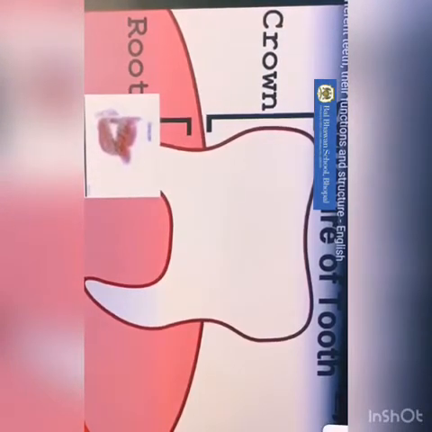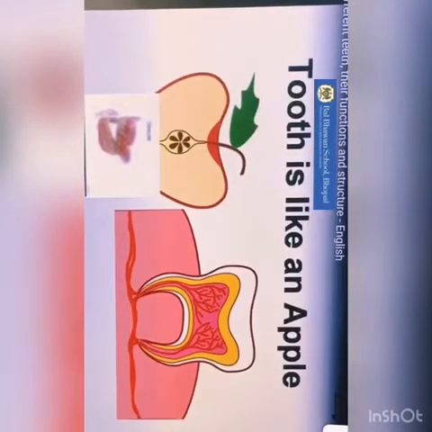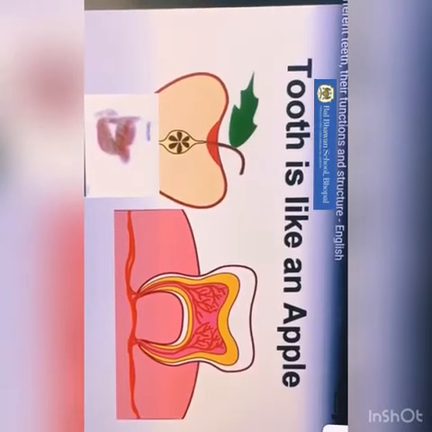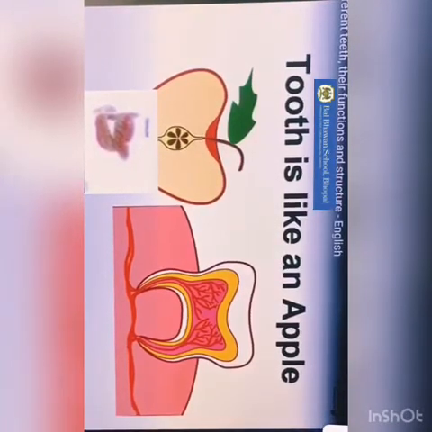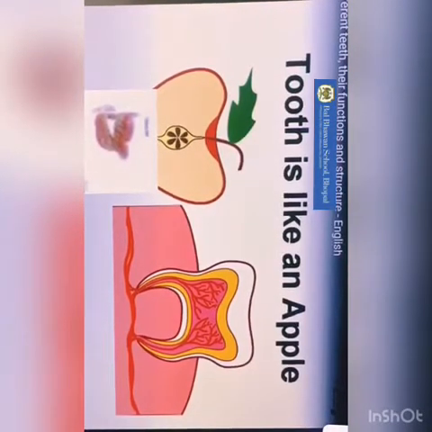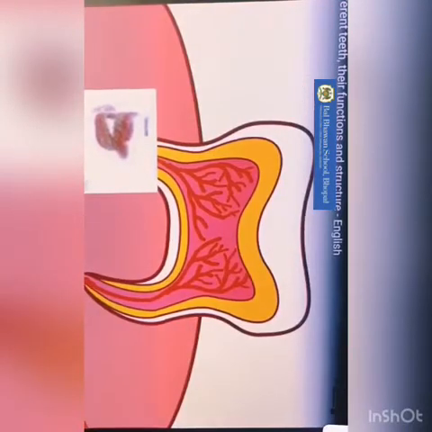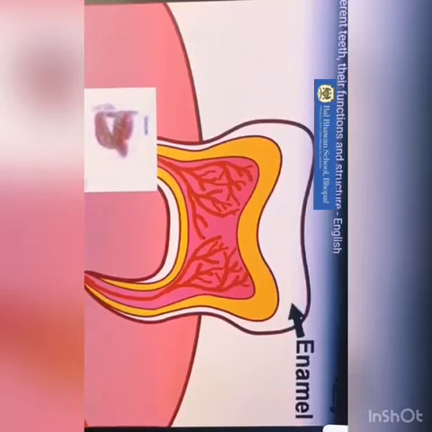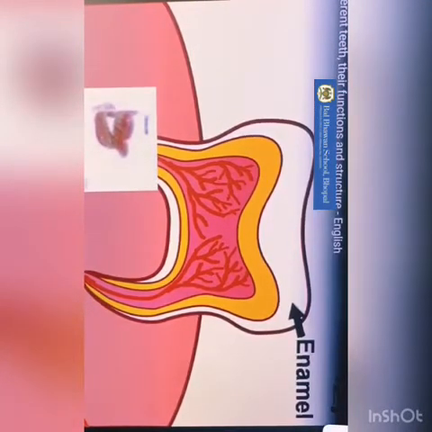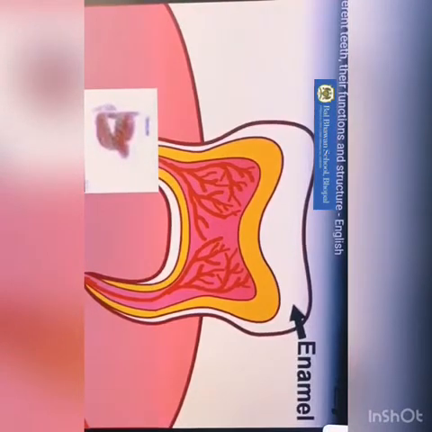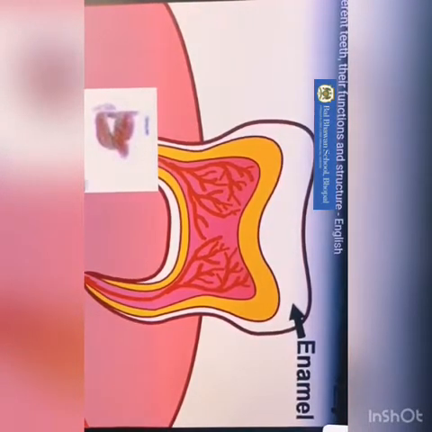Let us look at the structure of the tooth in detail. A tooth is like an apple. An apple has an outer skin and an inner flesh to protect the seeds. A tooth also has an outer enamel and inner dentine to protect the pulp. The following tissues make up the tooth, starting from top to bottom. That is the enamel, which is the durable white covering. Enamel protects the tooth from wear and tear that happens due to chewing. Enamel is the hard outer layer.